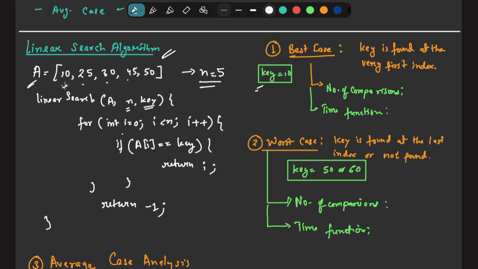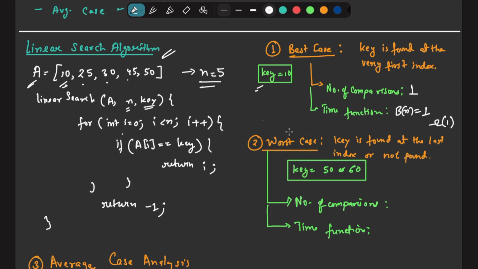So the best case is when the key is found at the very first index, which is when the key is 10. It just compares once, whether A of 0 is the key or not, and so it will find the key. So in the first iteration only it can find the key. So our time function, let's say B of n, will be 1, which is constant. For the best case we use omega, so we can write it as omega of 1.